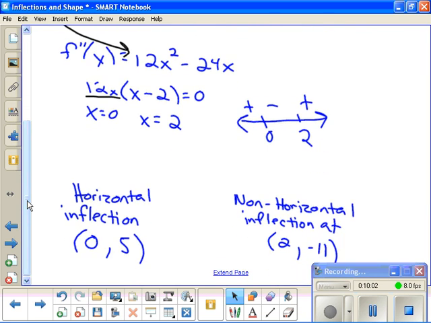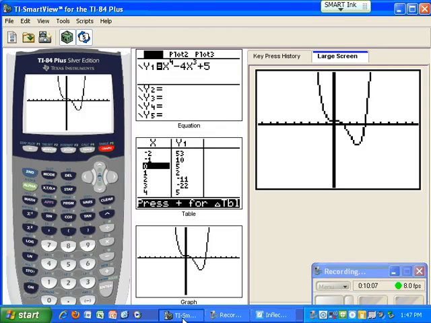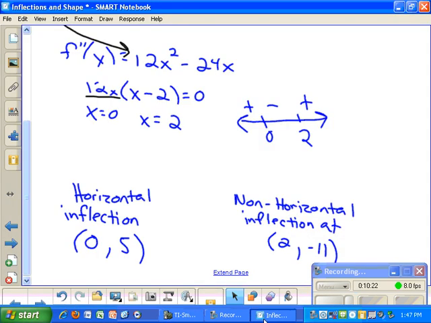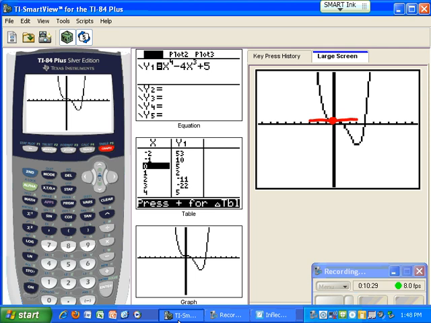So what does that tell me? It tells me there's a horizontal inflection point at (0, 5). So if I look at my graph, this point right here is (0, 5). That's a horizontal inflection point. And let's see, what else does this tell me? There's a non-horizontal inflection point at (2, -11). So at (2, -11), down here somewhere, there's a non-horizontal inflection point.